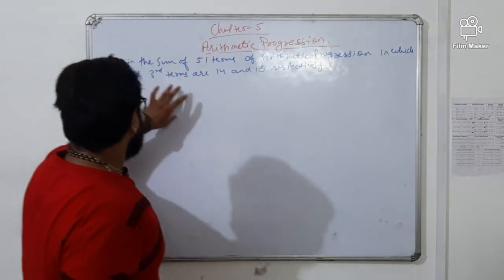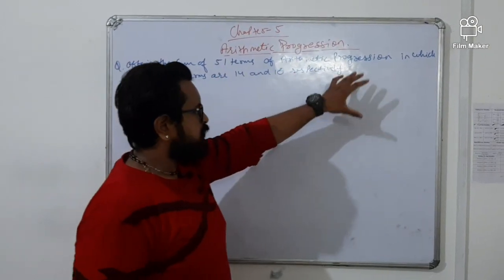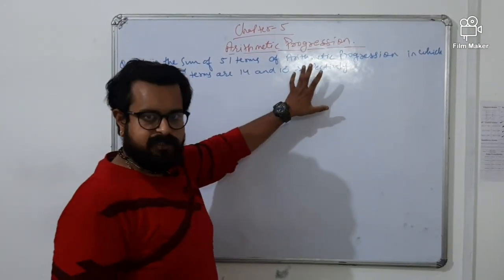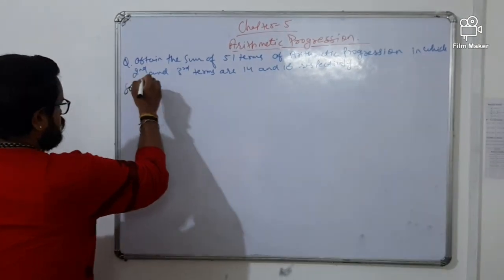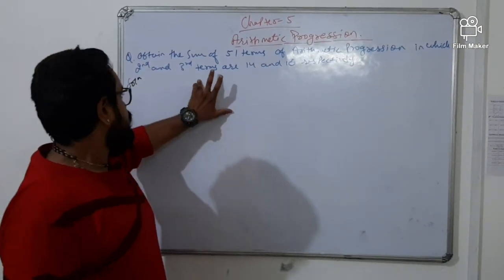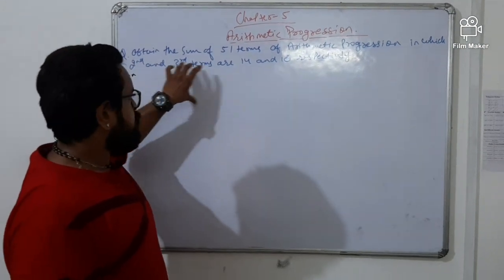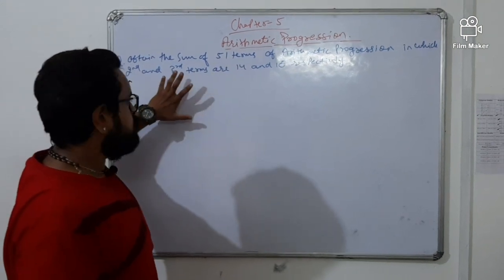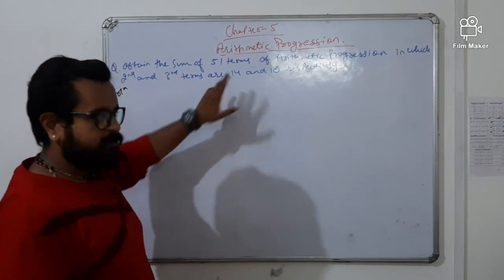The next question: obtain the sum of 51 terms of an arithmetic progression in which the second and third terms are given, that is 14 and 18 respectively. See, this question looks hard, but it is not. The second and third terms are given consecutively, and you have to find the sum of 51 terms. First we will find the values of a and d with the help of these two terms.